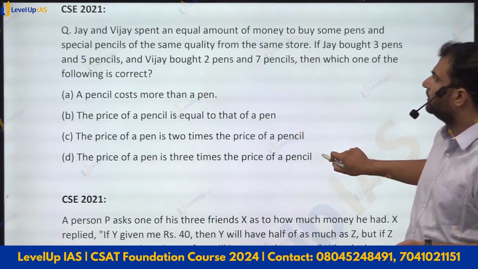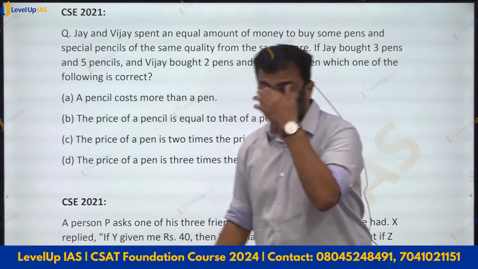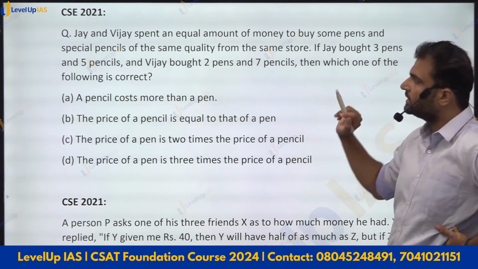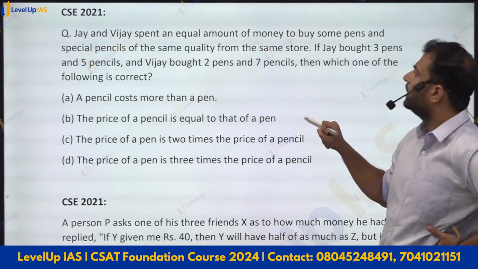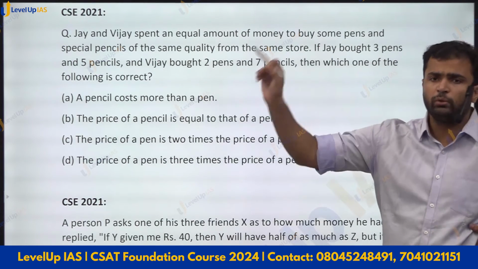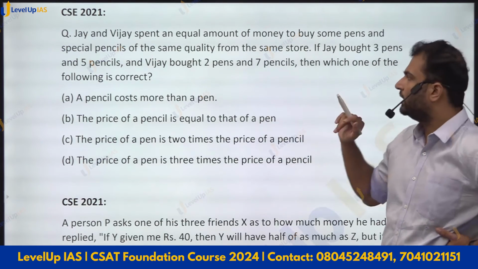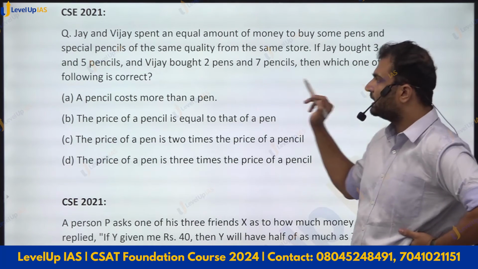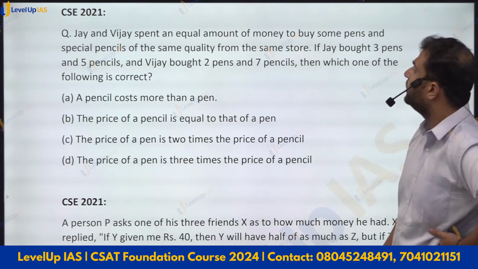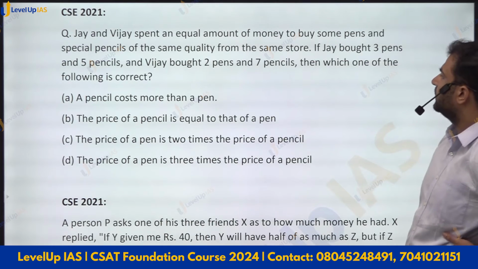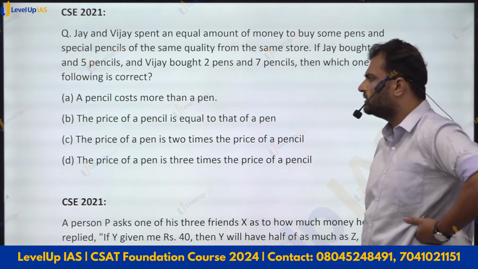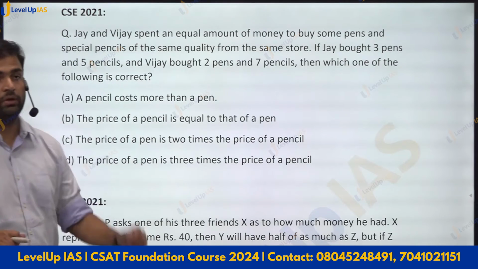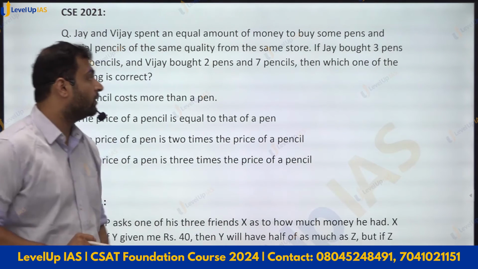Okay, now let us see the next question. There are two people, Jay and Vijay. They spend an equal amount of money to buy some pens and some pencils of the same quality from the same store. So they are going to the same store and buying pencils and pens, and they have the same amount of money to begin with. If Jay bought 3 pens and 5 pencils and Vijay bought 2 pens and 7 pencils, then which of the following is correct? So which of the pen and pencil is costing more, that is something we have to comment on. So let us see if we can comment on it.